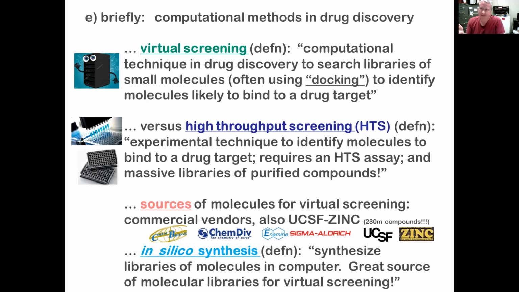And then as a synthetic chemist, with these easy reactions, you guys could be synthetic chemists too. I could actually make the best of the best that are found through docking or whatever. That's a pretty cool idea, and it's not that hard because certain reactions are really easy to do. So in silico synthesis means making libraries of molecules in the computer. It's a great source of molecular libraries.